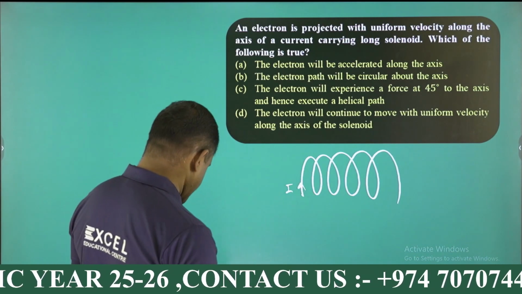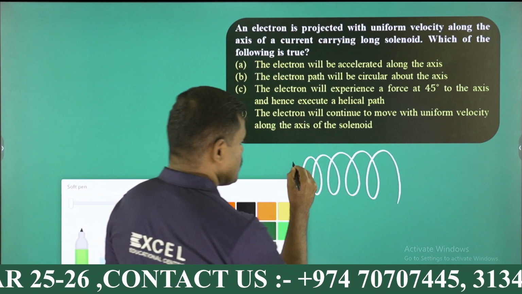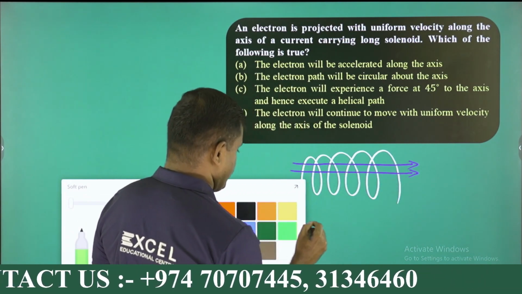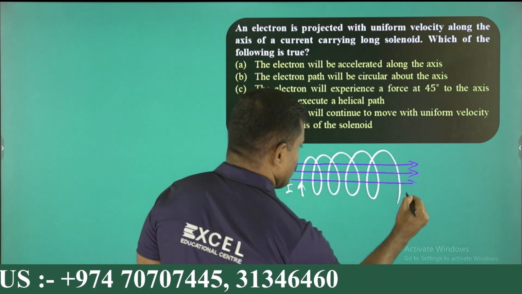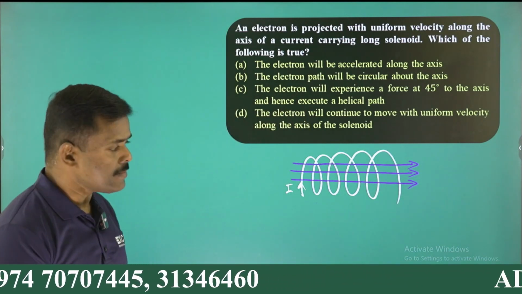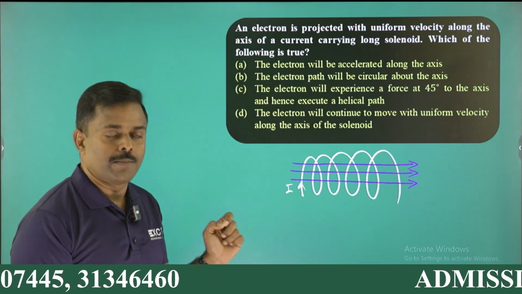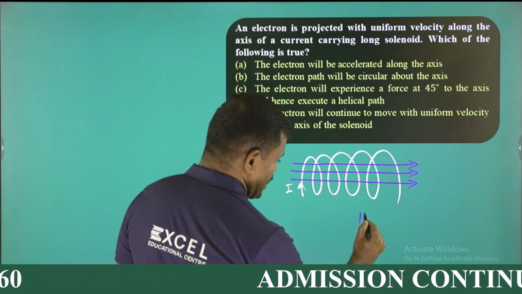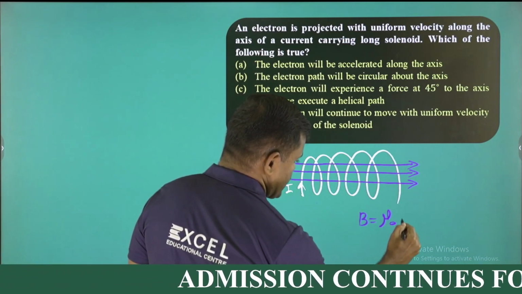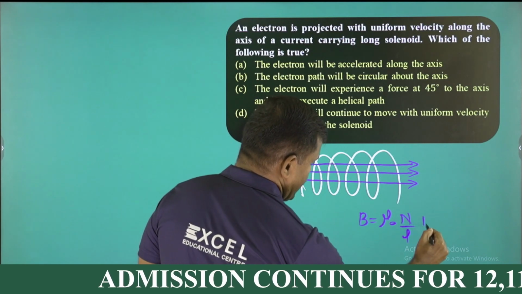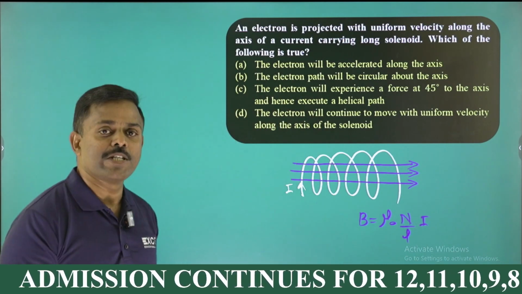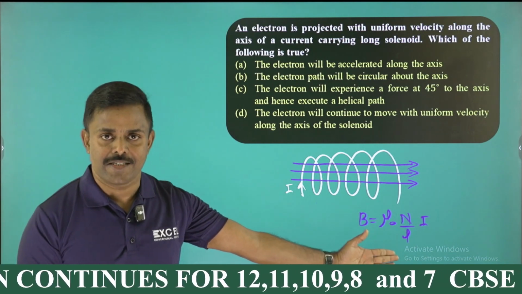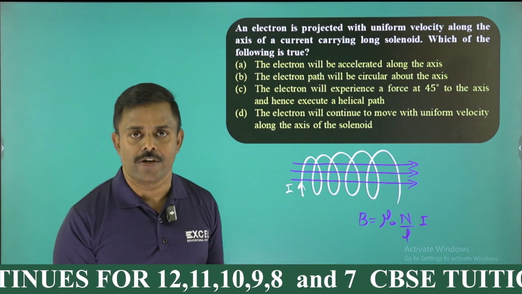What is the direction of magnetic field? I'll just draw them. The magnetic field is along the axis of the solenoid. If you remember, magnetic field is along the axis of the solenoid. For a solenoid, the magnetic field is given by mu0 times N by L into I. Mu0 is called permeability of free space. N is the number of turns and L is the length of the solenoid.